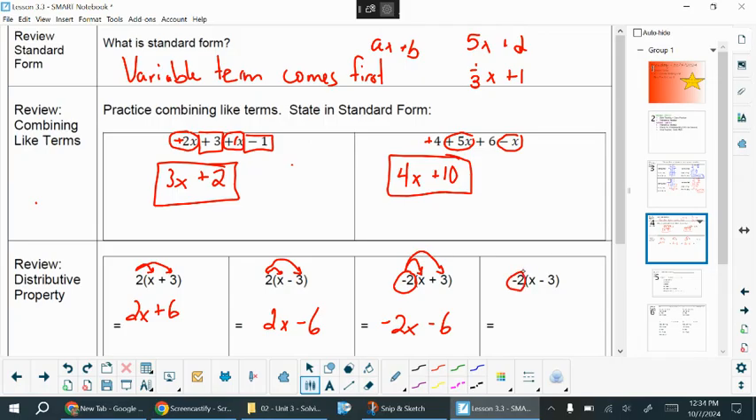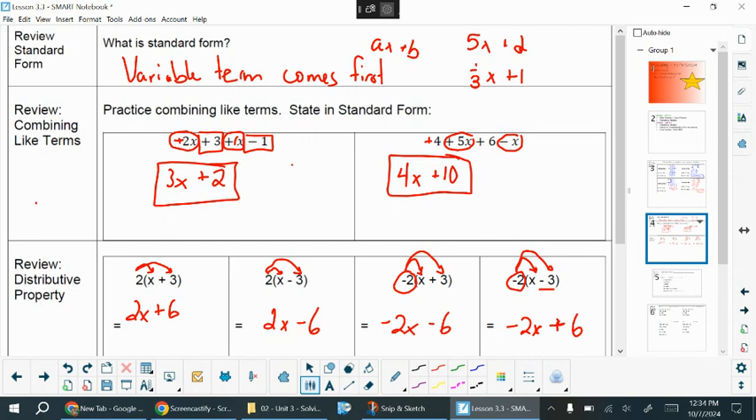And here, one more negative sign. Negative 2 times x is negative 2x. Negative 2 times a negative 3 is a positive 6. So be careful with those pluses and negatives. Those are the ones that people still get wrong. Even if you know what you're doing, you'll make a mistake every once in a while.